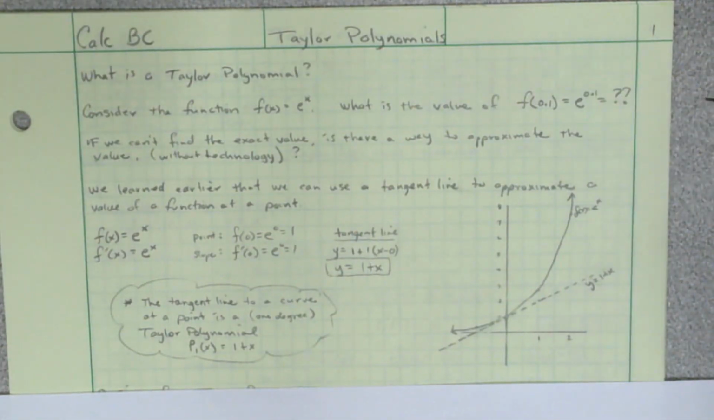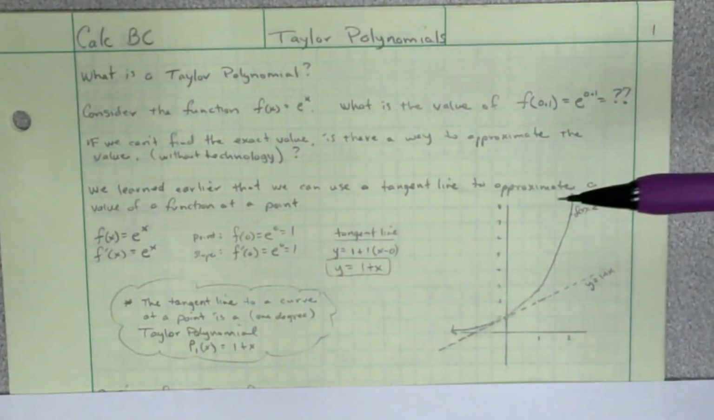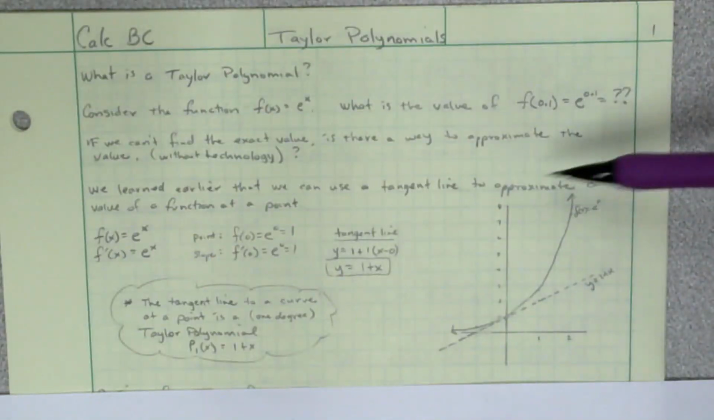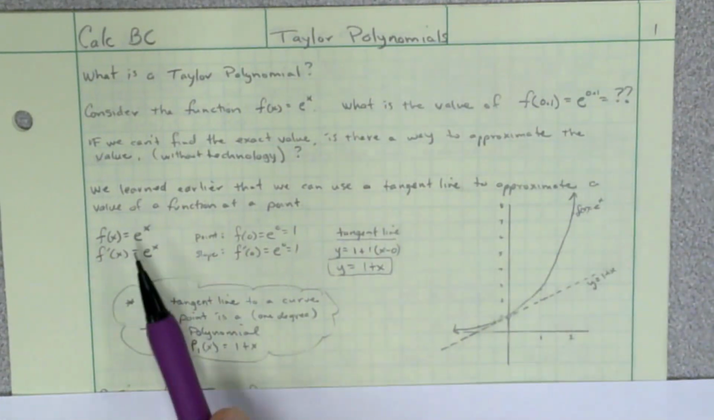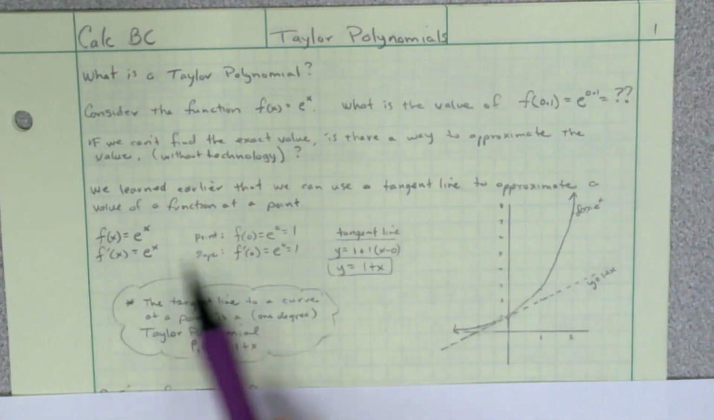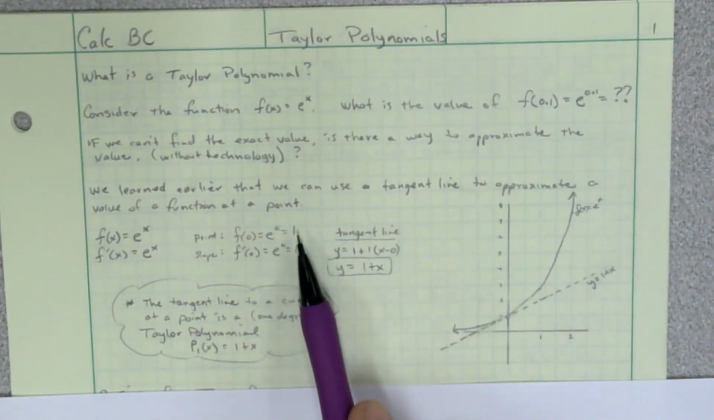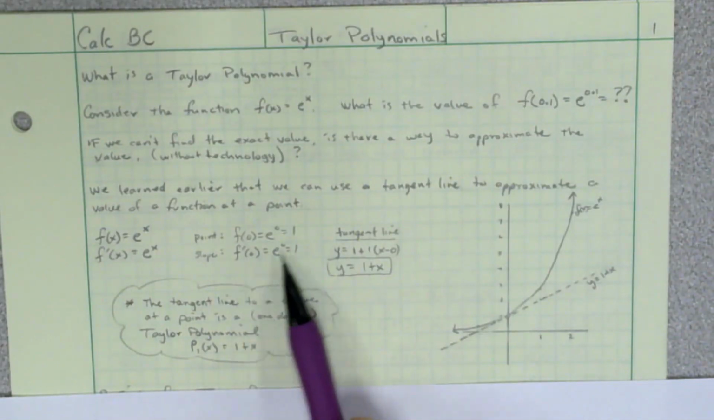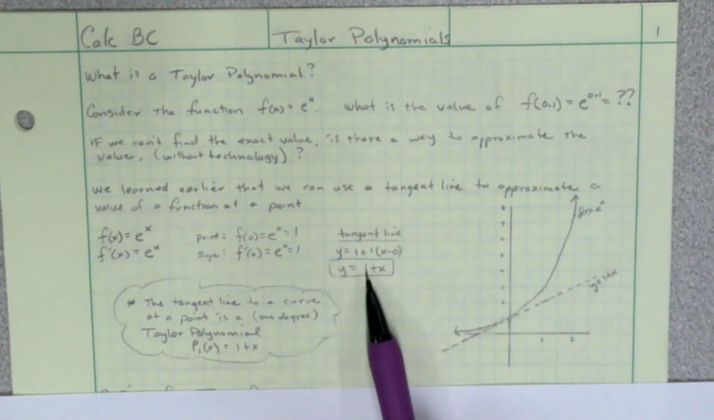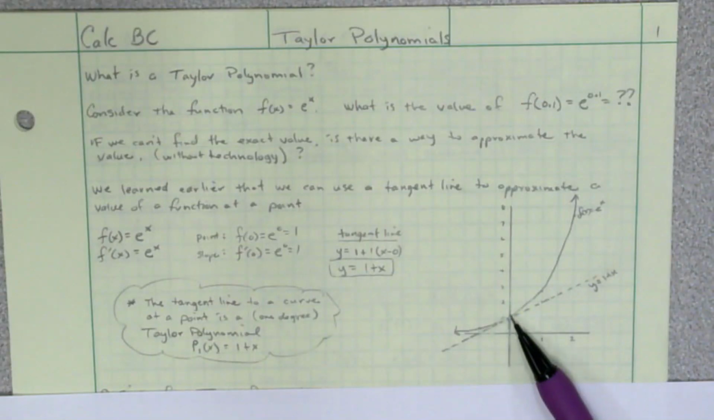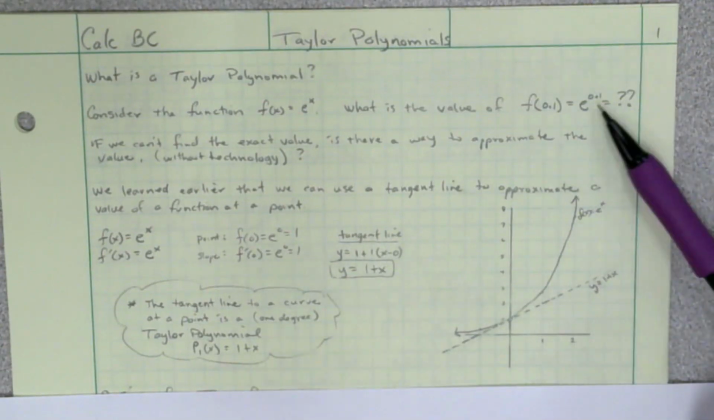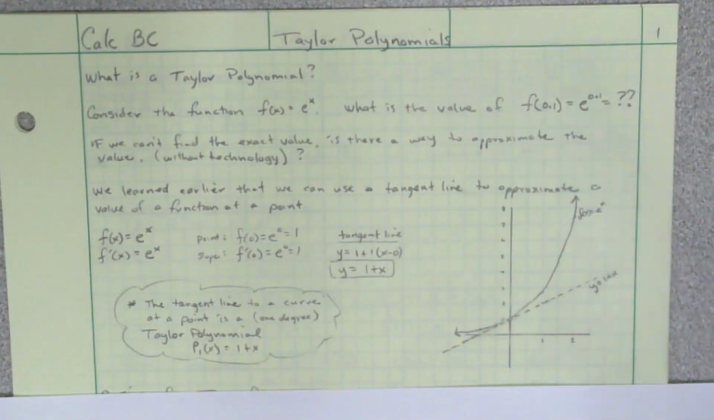Because remember, back in the day, they didn't have calculators, so they had to figure out a way to do this without one. We learned earlier that we can use the tangent line to approximate a value of a function at a point. Okay, so this is what I'm illustrating right here. The function is e to the x, the derivative is e to the x. The point would be, plug in 0, you get 1. The derivative, plug in 0, you get 1. So the tangent line at 0 would be y equals 1 plus x. So we can approximate the value of this function right there. And we can use this to approximate this number, because this number right here is very close to 0.